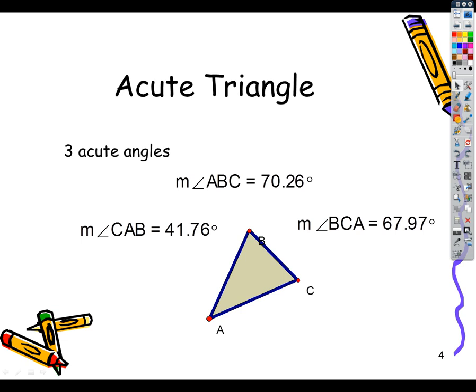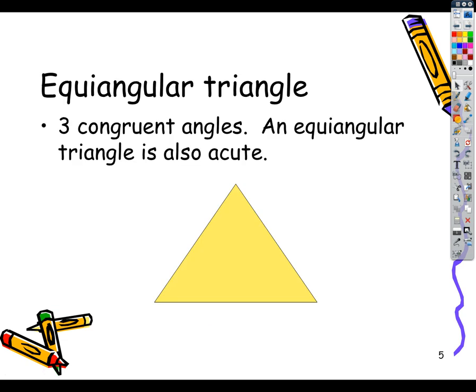What do they all have to add up to? 180. Yeah, we'll get to that. All the interior angles of a triangle have to add up to 180. Okay. An equiangular triangle. What do you suppose that means? Just based on the word. Equa means same. What's angular probably mean? Same angles. Yeah. So if all 3 angles are congruent, then it's equiangular. Of course, if it's equiangular, it also has to be acute, right? Because all the angles are 60, which is less than 90.